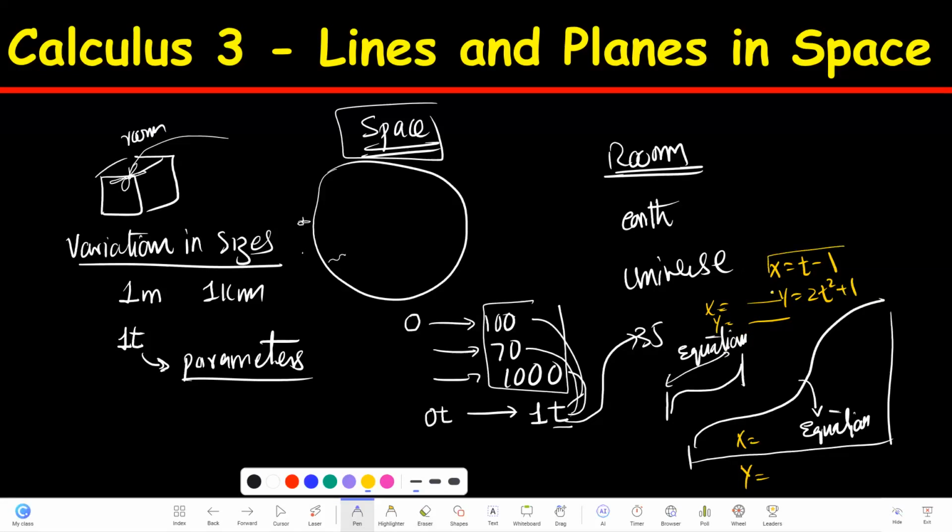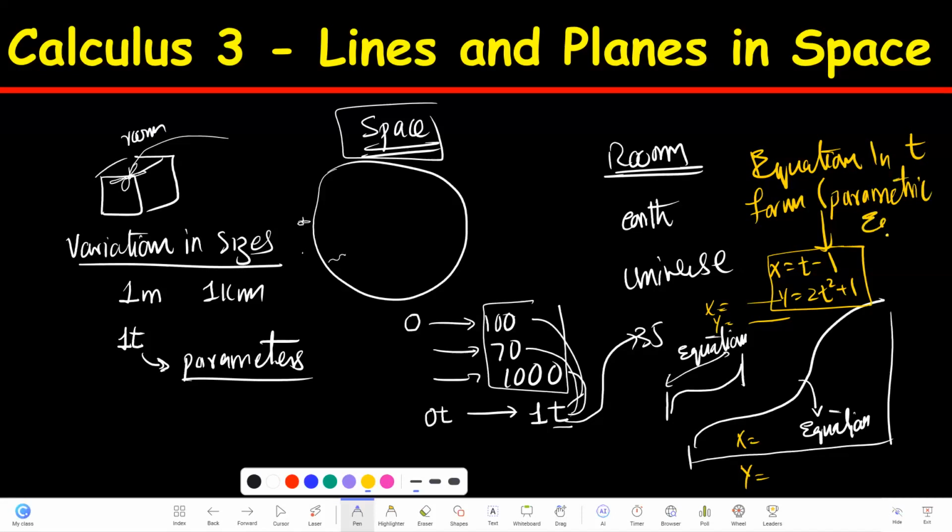So think about it. If I give you these equations in t form, it is amazing. You just change the value of t, and you change both the x and y values. So really the bottom line is my equation does not depend on x and y, but both equations depend on t. So an equation in t form is called a parametric equation.